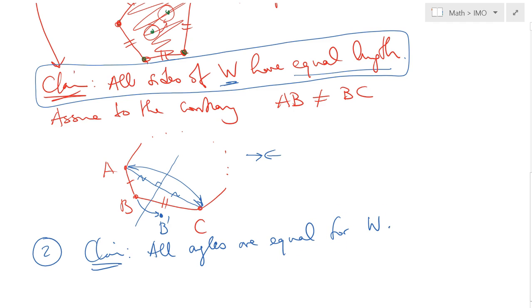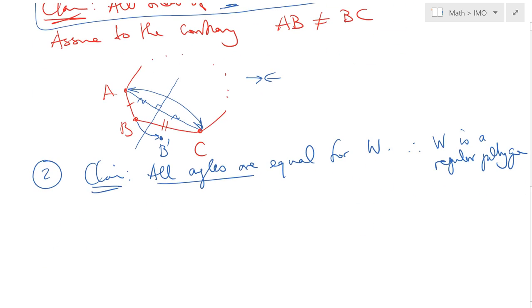Therefore, W is a regular polygon. That's my claim. But let's establish this angle relationship. So let's assume again two adjacent angles, namely angle ABC and angle BCD.